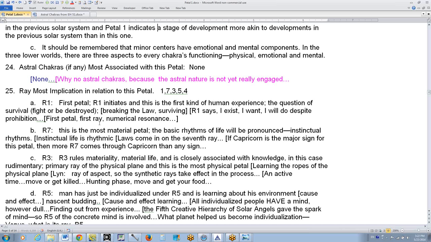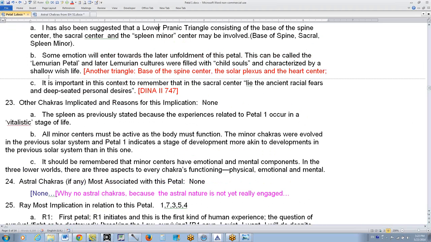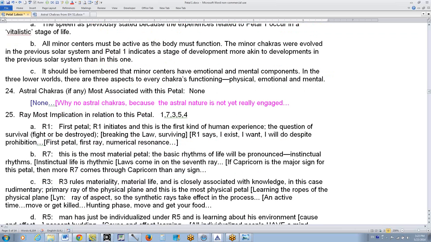The rays most implicated in this petal, and the reason would be rays 1, 7, 3, 5, and 4, excuse me, with 2 and 6 to a lesser extent. So let's take a look at the reason. We have this all in one place. Why ray 1? Well, it's the first petal. So numerical resonance, of course, and ray 1 initiates, starts things going. I think what I want to do is to have my bracket ready, just in case something has to be put in here. So it initiates.